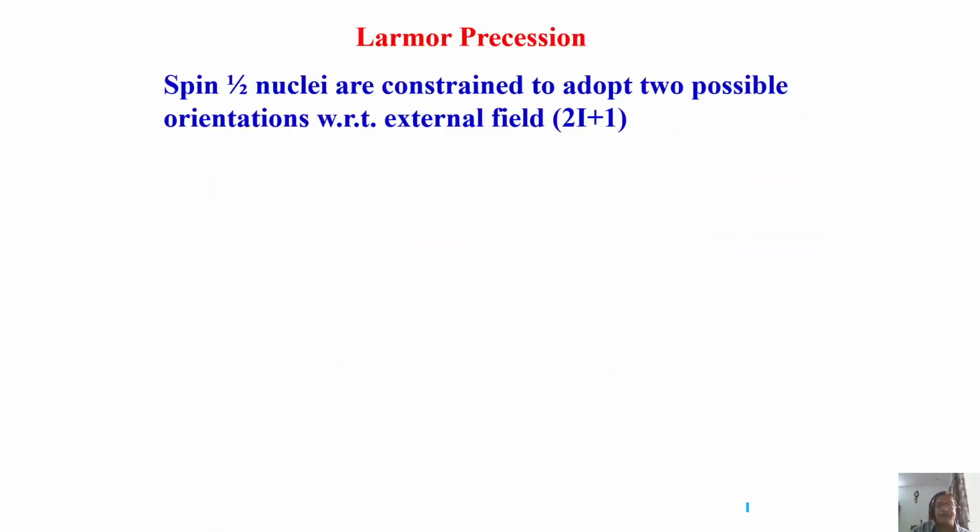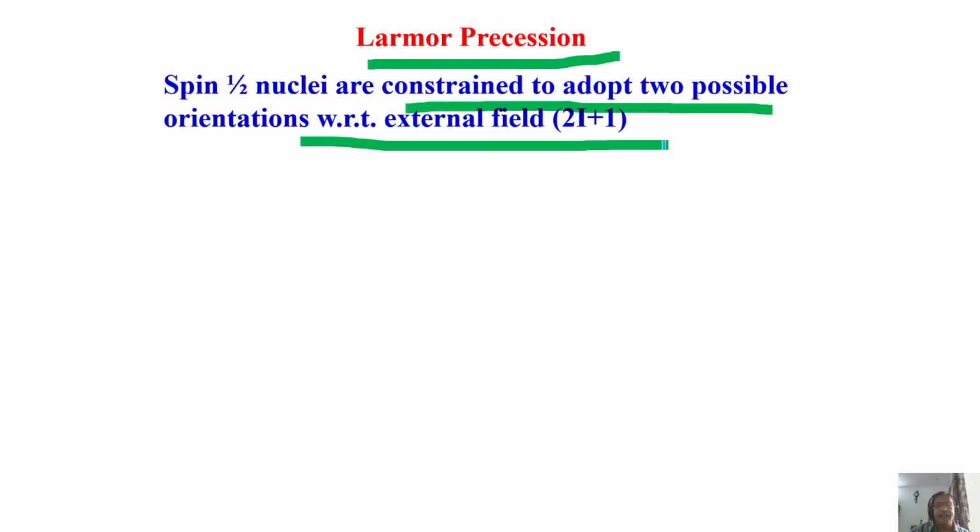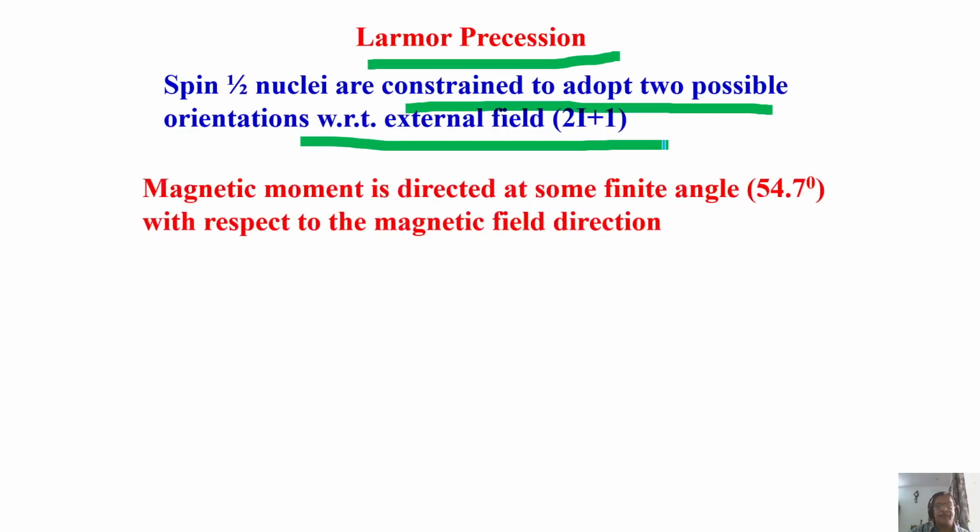Now what happens? Let us understand Larmor precession. The nuclear spins are constrained to adopt two possible orientations in the external field, given by 2I plus 1. But we know the magnetic moment direction. Although we say in the direction of the field and opposite to the field, we also know the angle of orientation, when we calculated the quantization directions, right?